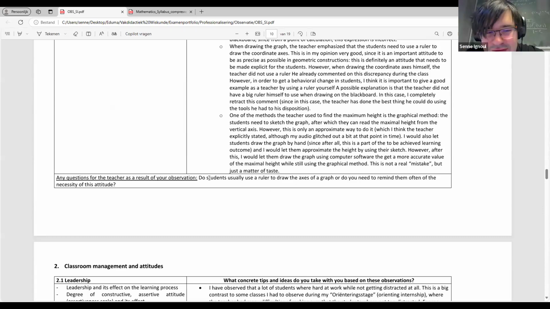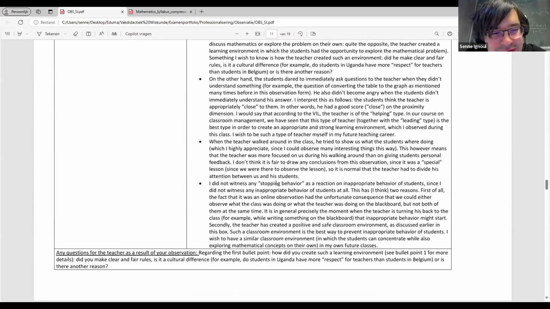Here for axes, we use a ruler. We always use the ruler, but sometimes some are lazy, so you need to keep reminding them. But when we are drawing the curve, we use free hand, because otherwise it's not a nice curve.